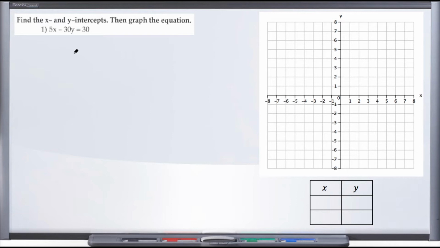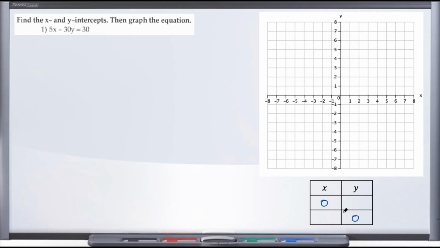The easiest thing to do when finding x and y intercepts, when we've been given an equation, is to quickly draw just a small xy table. And what you want to do is, in one of the x columns, fill in a 0, and then in one of the y columns, fill in a 0.